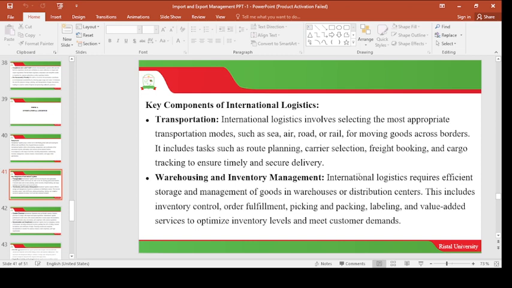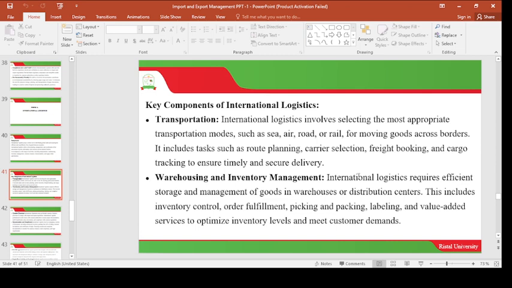It includes tasks such as route planning or carrier selection. A carrier is the company that transports the goods from one place to another. You select the most cost-effective carrier, or freight booking for air transport, and cargo tracking to ensure timely and secure delivery. In transportation you also need to track your cargo's movement, where it has reached, and evaluate its performance according to timely delivery and safety.